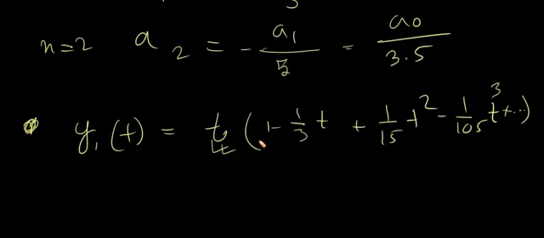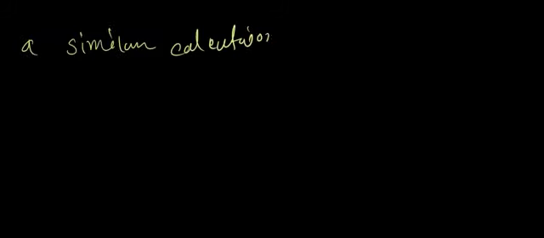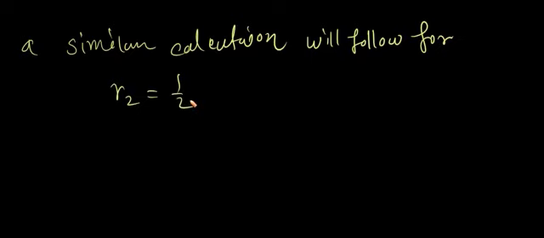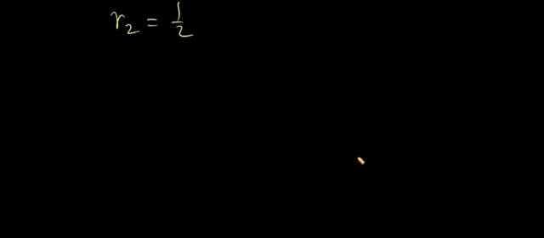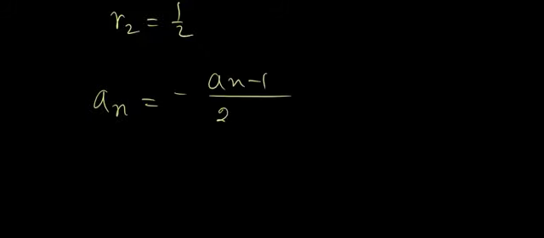This is y1. A similar calculation will follow for R2 equals to half. So instead of using R as 1, now you put half, so you now obtain a recursion relationship as a of n minus 1, there is a minus over here, to n, and there will be a plus 1 and a minus 1, so these two will cancel each other out, and this is another recursion relationship.